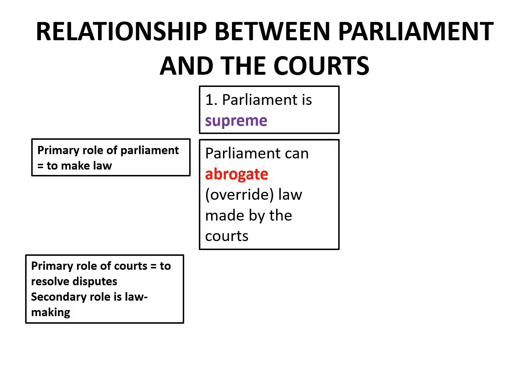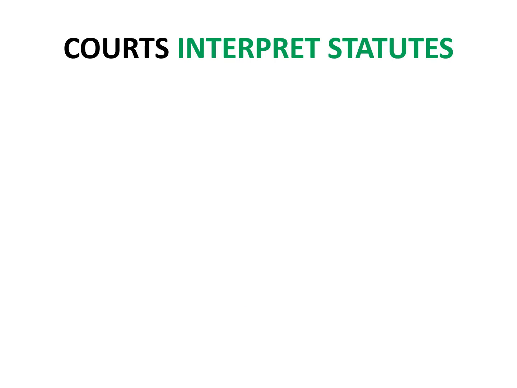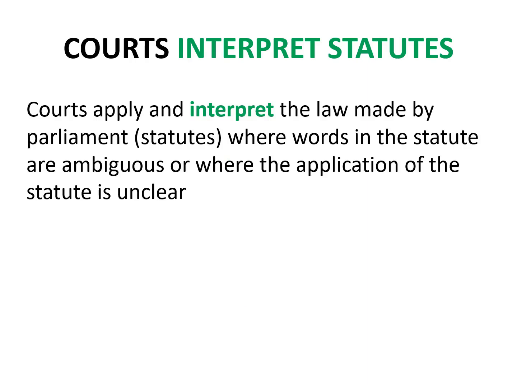We now come to the second feature of the relationship between Parliament and the courts in lawmaking. This is that the courts apply and interpret the law made by Parliament. That is, the courts interpret and apply statutes. As you should know, there are two reasons the courts need to interpret statutes made by Parliament when they're deciding a case. The first reason is that the words in the statute might be ambiguous. That is, they might have more than one possible meaning.